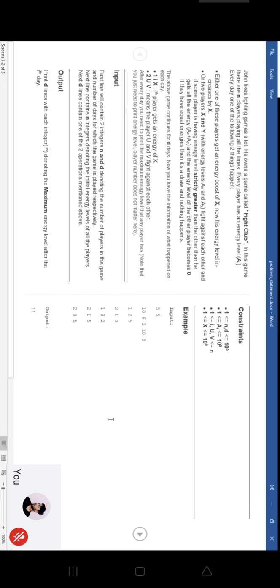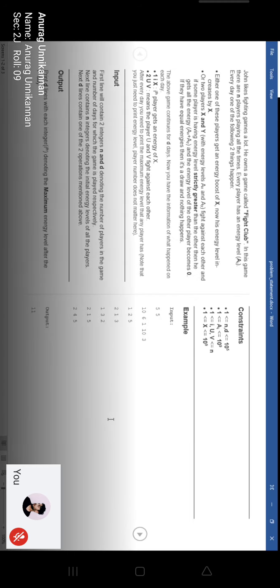In the input format, the first line will contain two integer values, n and d. N represents the number of players, and d represents the number of days the game will continue.